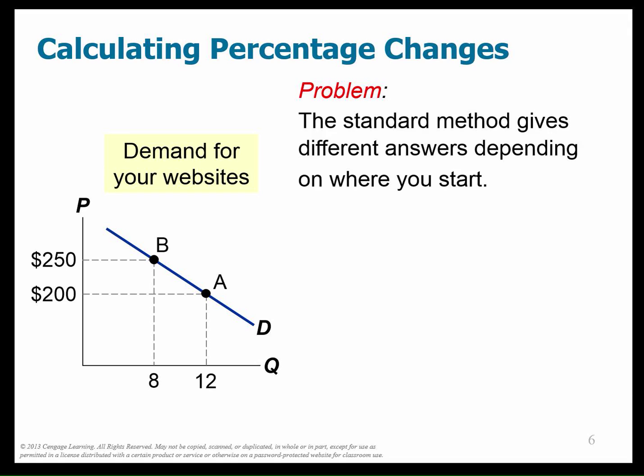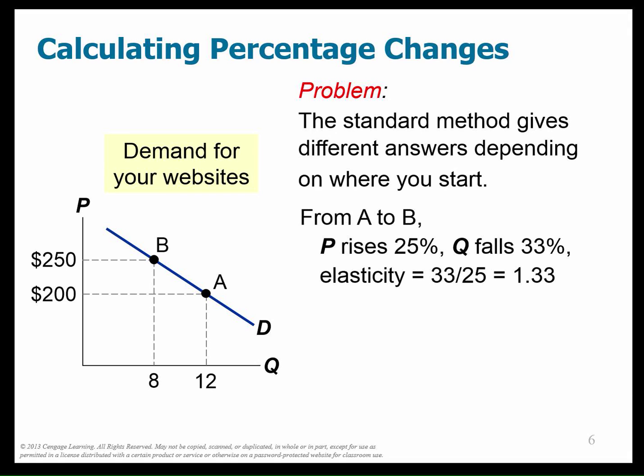But the problem is that if you do it in the opposite direction, it gives you different numbers depending on where you start. So just do it yourself. Calculate the elasticity from A to B, and then calculate the elasticity from B back to A, and you'll find that they give you two different numbers, which is kind of a problem.